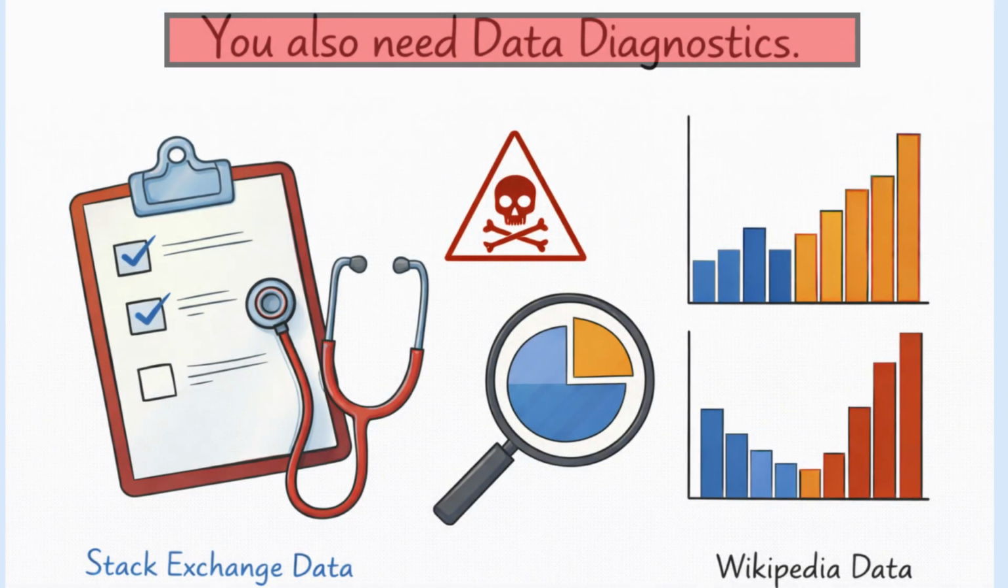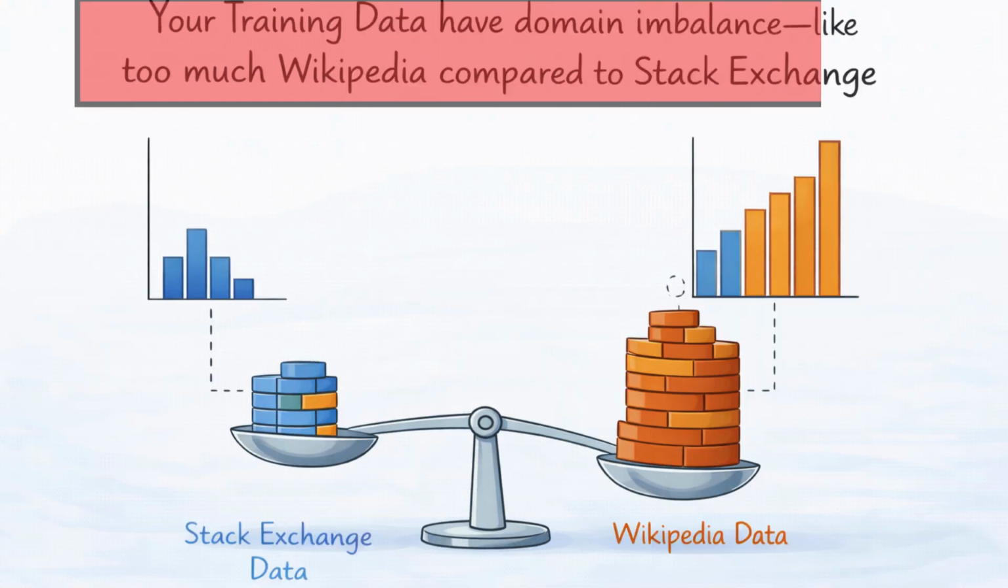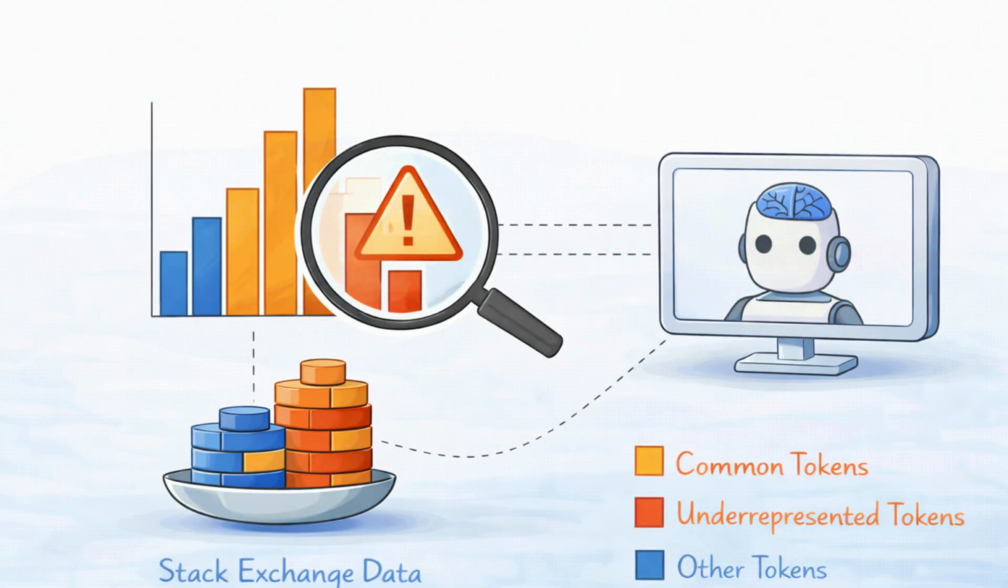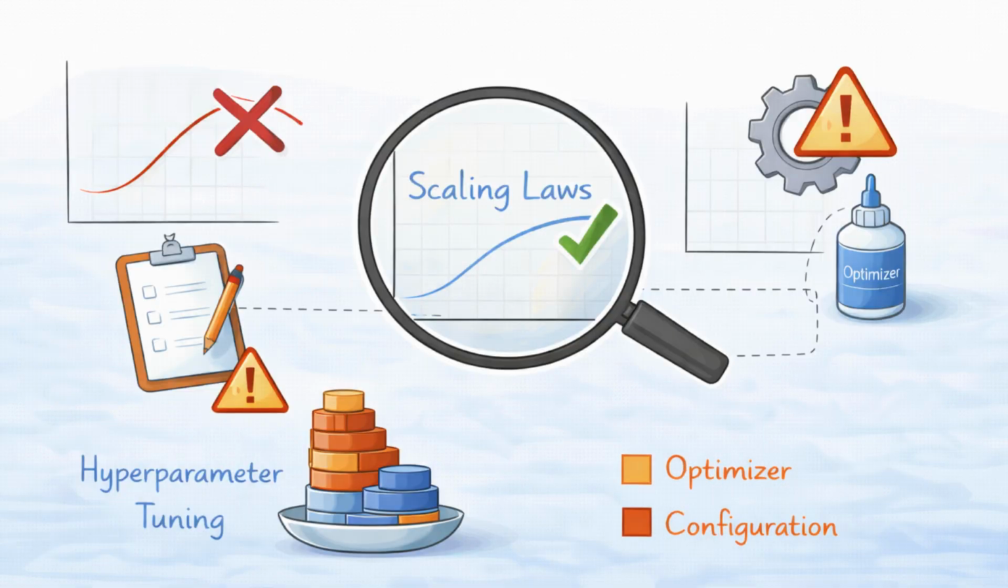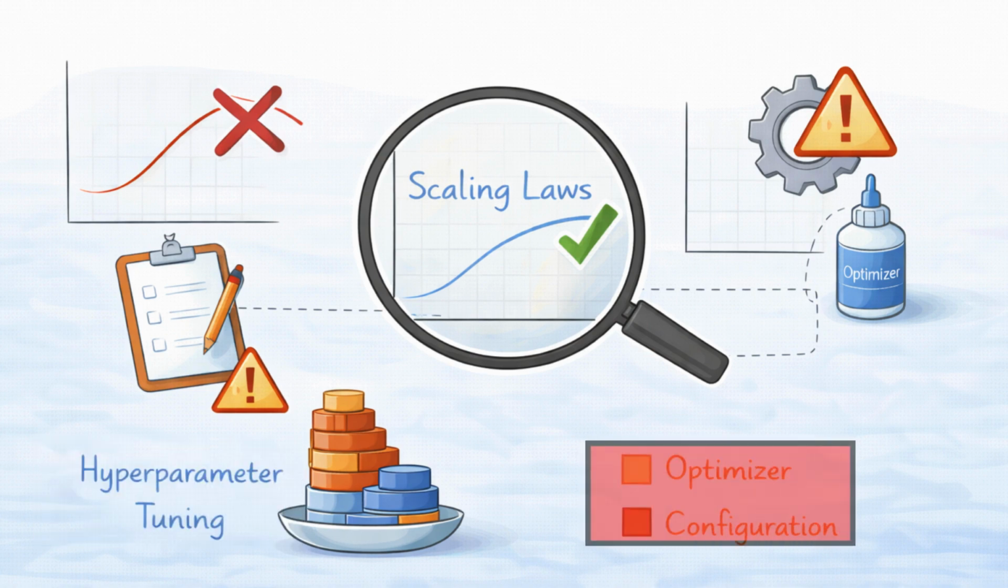You also need data diagnostics. Your training data might be poisoned, biased towards one category, or have domain imbalance, like too much Wikipedia compared to Stack Exchange, which hurts performance on specific tasks. You monitor token statistics because underrepresented tokens can reduce overall performance. And you verify your scaling laws, checking if the problem is poor hyperparameter tuning or incorrect optimizer configuration.